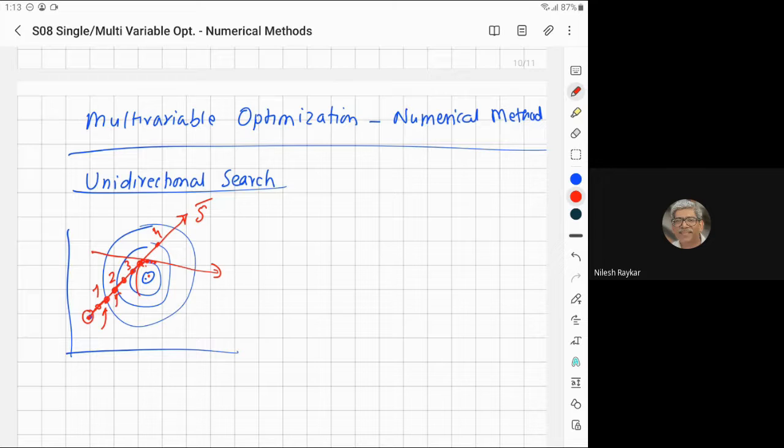This is one technique, and in this method, since you are searching in one direction, that's why the name unidirectional. In this searching method, you are converting your multivariable function into a single variable function. How it is done, we will see just now. Then the earlier methods that we have studied can be applied. So let's see how this method works.